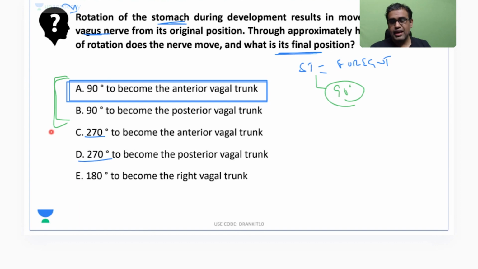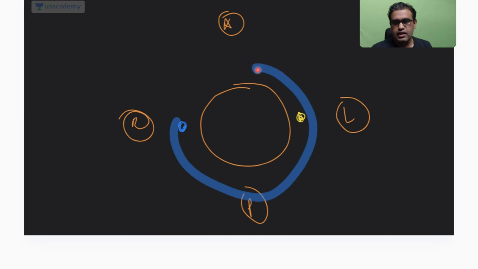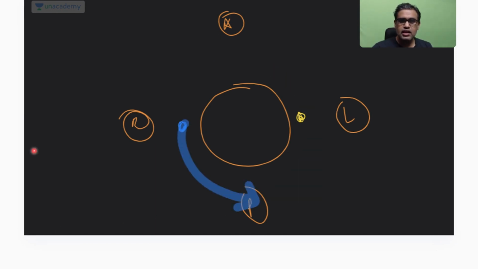First of all, this question. Then how does it rotate? Imagine I take a TS, a CT scan sort of image, where you have the esophagus or stomach over here, that is the anterior side, that is the posterior side, that is the right side, that is the left side. Here you have the left vagus nerve, and here, let us say blue color is the right vagus nerve. Now the stomach or the foregut will rotate 90 degrees in this direction, such that the left vagus nerve will rotate and come over here, final position. The right vagus nerve will rotate and come over here, final position.